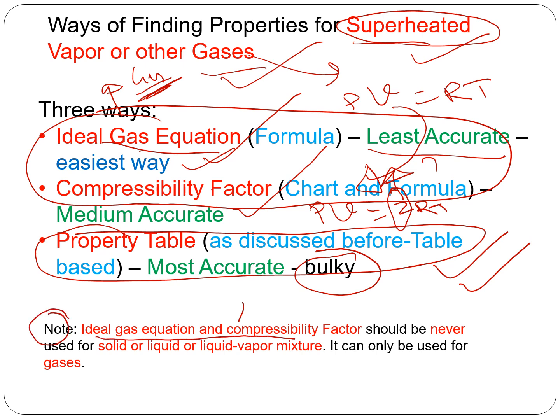The ideal gas equation and compressibility factor should never be used for a solid or liquid-vapor mixture. It can only be used for gases. This is a very important statement. And if you see in the problem that it's not gas or if it's changing phase, then don't use the ideal gas equation or the ideal gas equation with the compressibility factor.